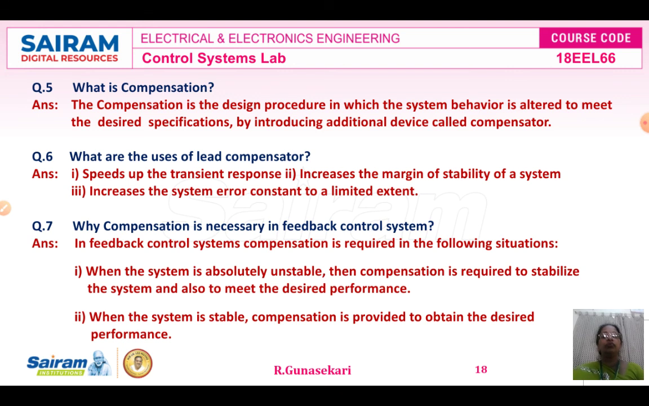What is the use of a lead compensator? The first one is to speed up the transient response. The second one is to increase the margin of stability of the system. The third one is to increase the system error constant to a limited extent.